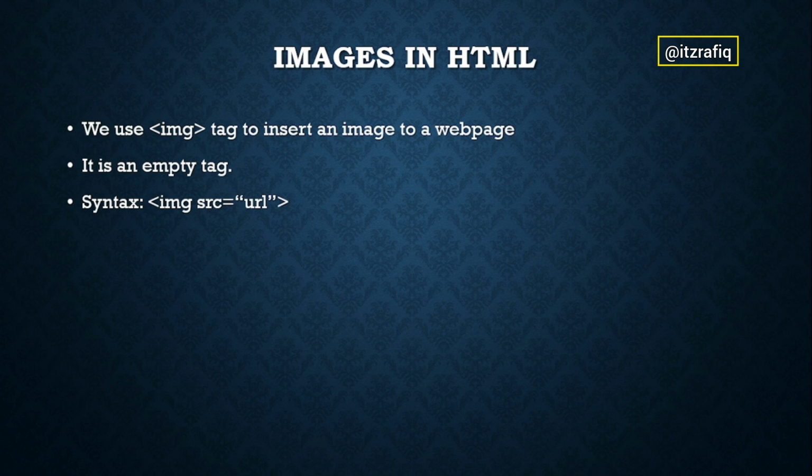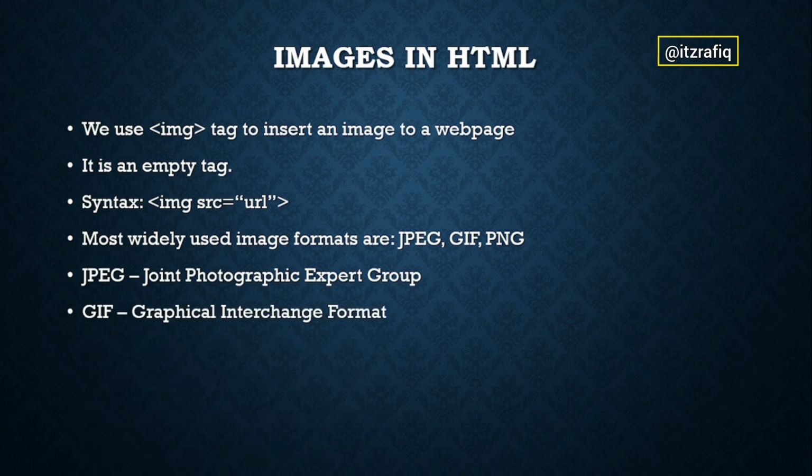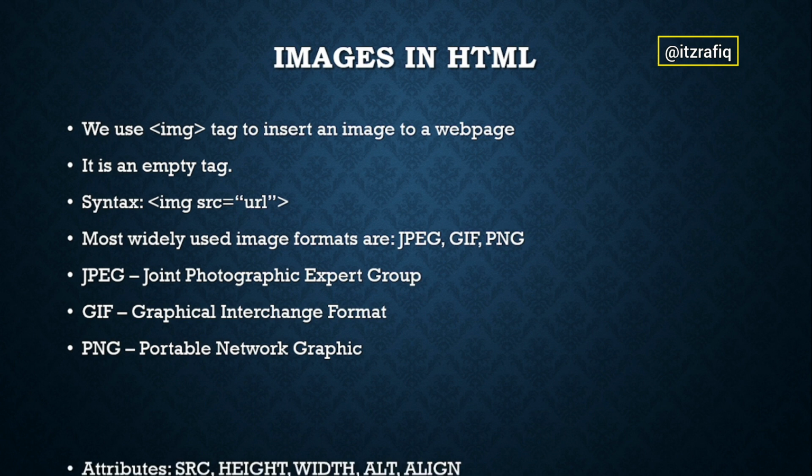Syntax: img src equals, inside double inverted commas, you will write the image name. Some most widely used image formats are JPEG, GIF, and PNG. Their full forms: JPEG, Joint Photographic Experts Group; GIF, Graphics Interchange Format; PNG, Portable Network Graphics.